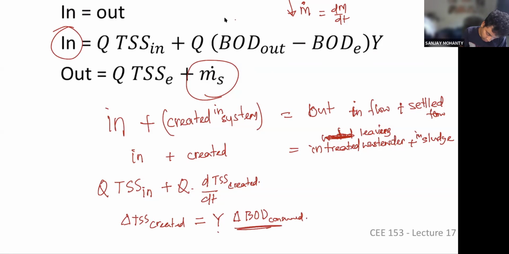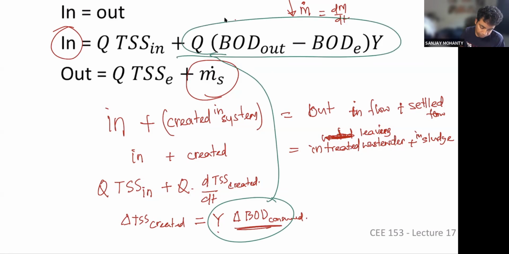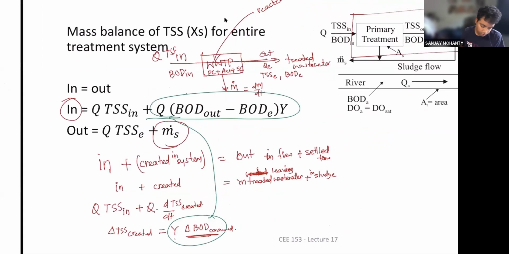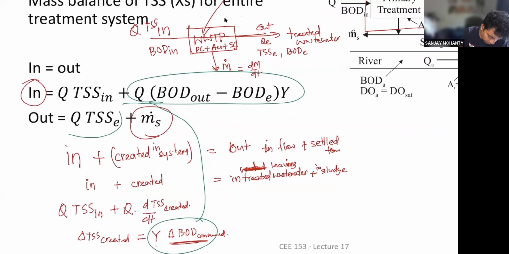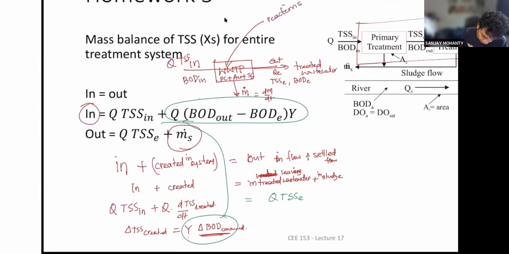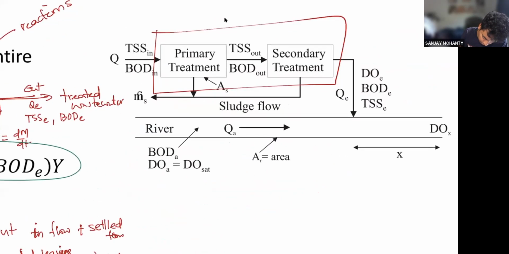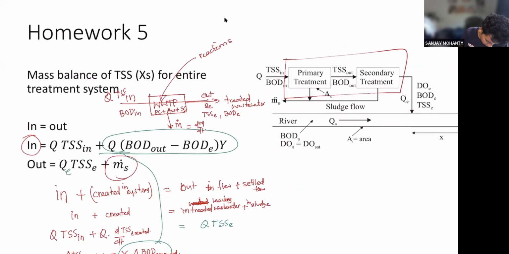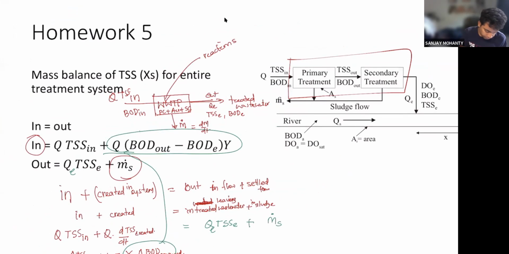See, this whole thing is this term. And then what is leaving in the wastewater is this one, right here. This is the out in the effluent, basically Q times TSSE leaving the system. In this case, this is QE, plus M dot S. Okay, so that's written here as out.